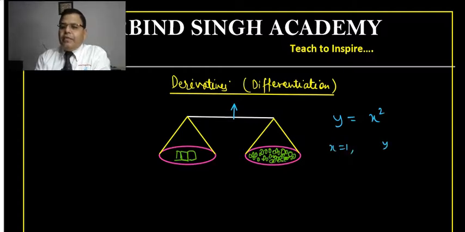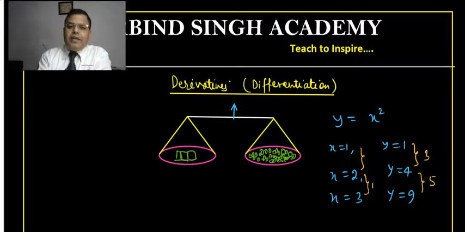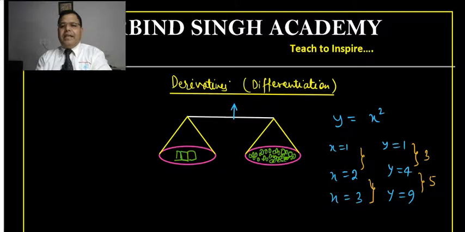Suppose when x is equal to 1, y is equal to 1, when x is equal to 2, y is equal to 4, when x is equal to 3, y is equal to 9. So if there is a change of 1 on this side, there will be a change of 3 on that side. Then if again x changes by 1, there will be a change of 5. So whenever there is a change in x, there will be a corresponding change in y, but the changes are not uniform. The changes are variable. At any instant, what is the exact change in y when there is a change in x, that we need to calculate.